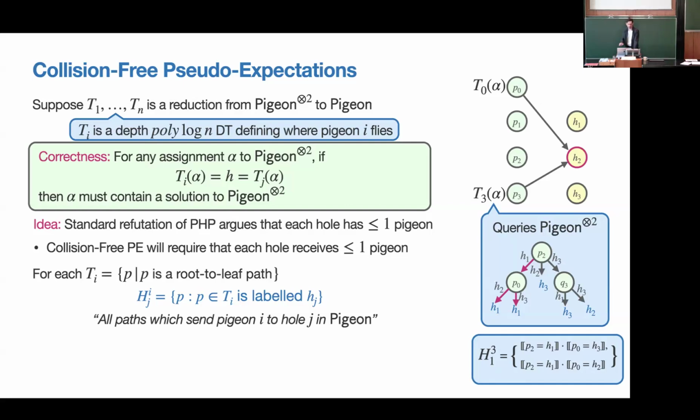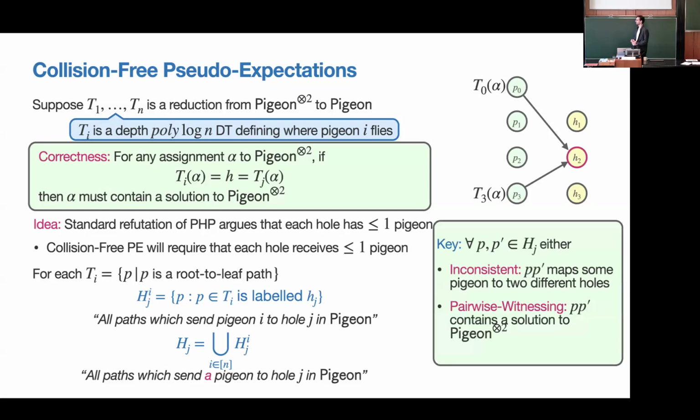That's our set H_31, and we're actually going to be interested in just this set H_j, which is all paths in this reduction which tell us that some pigeon goes to hole j. This is really the object that I'm going to care about: the H_j set, all paths in our reduction which map a pigeon to hole j. Think of it as our set of conjuncts which tell us that a pigeon goes to hole j.